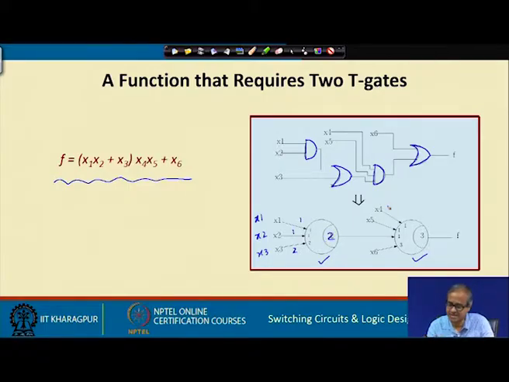For the second gate, the inputs are x4, x5, the output of this gate is also an input, and x6, and the weights are 1, 1, 1 and 3 and the threshold is 3. So, the function f that you get will correspond to this function, this you can verify. So, this is one function which can be implemented using 2 threshold gates, and this is an example realization of that. This you can check.